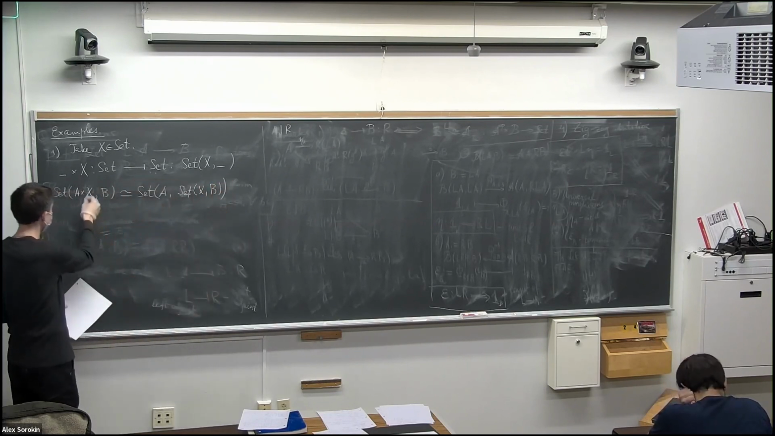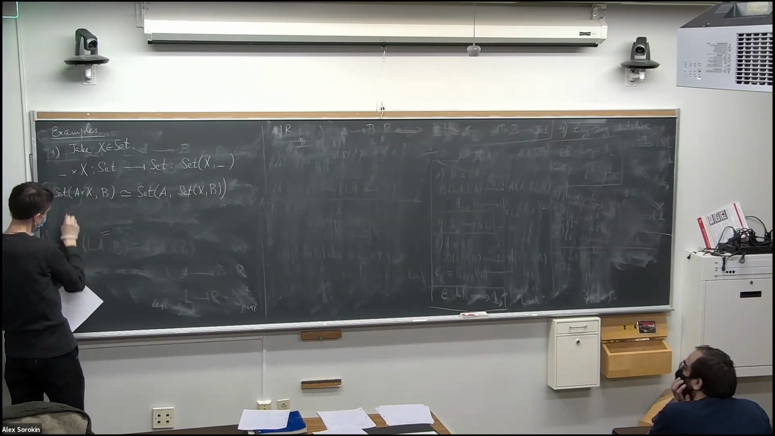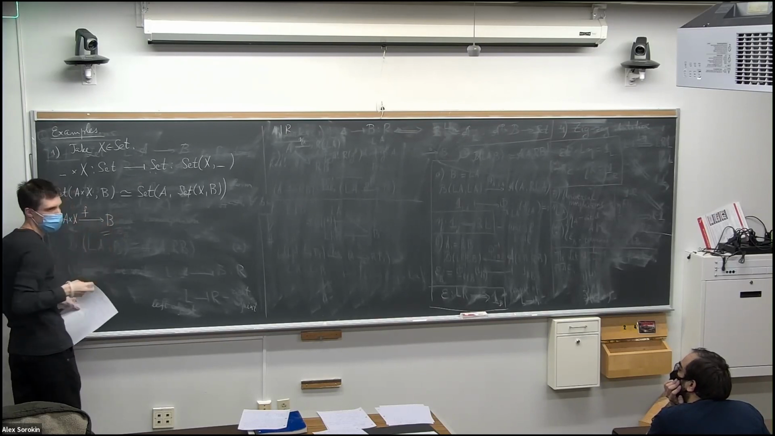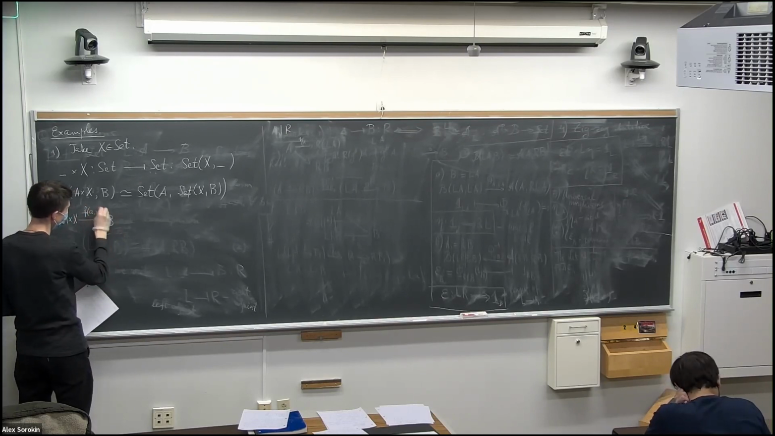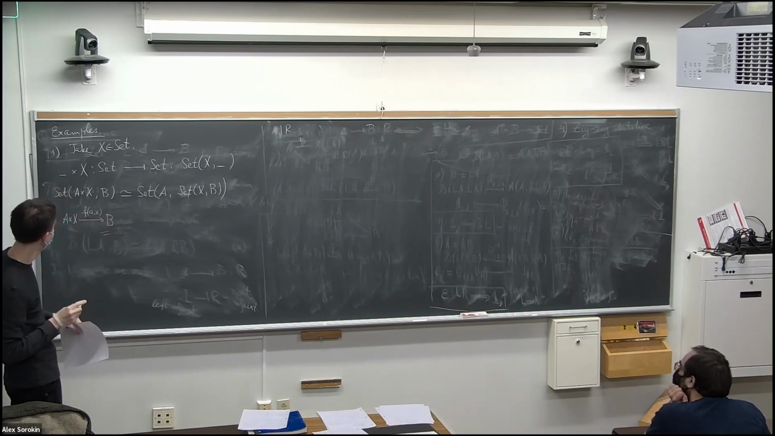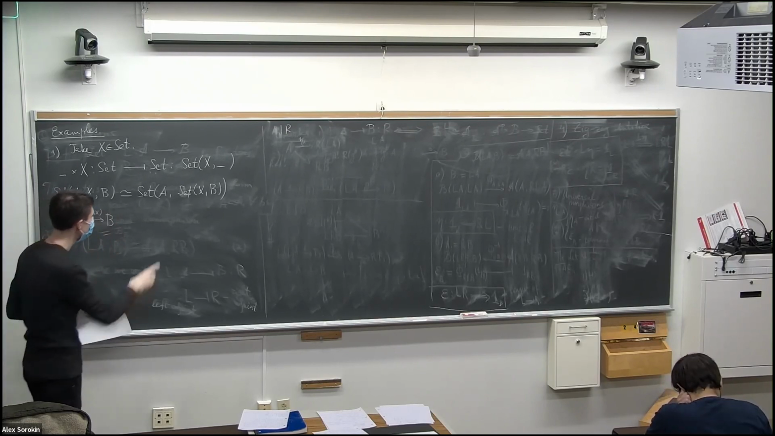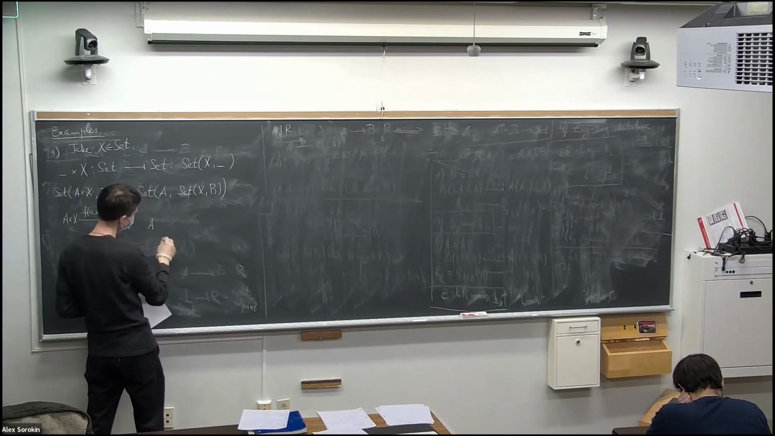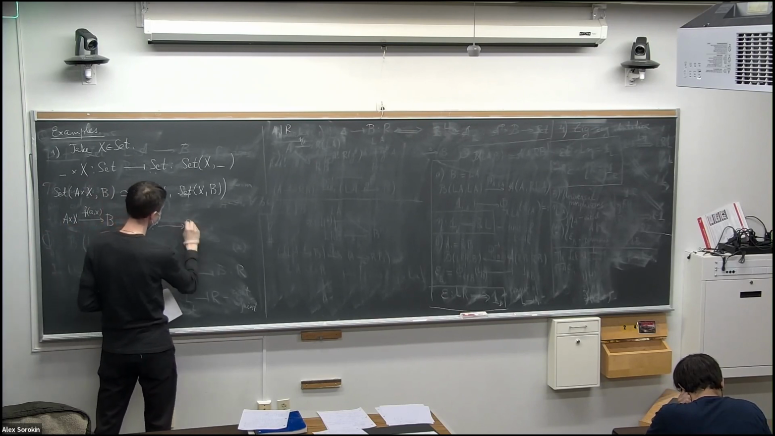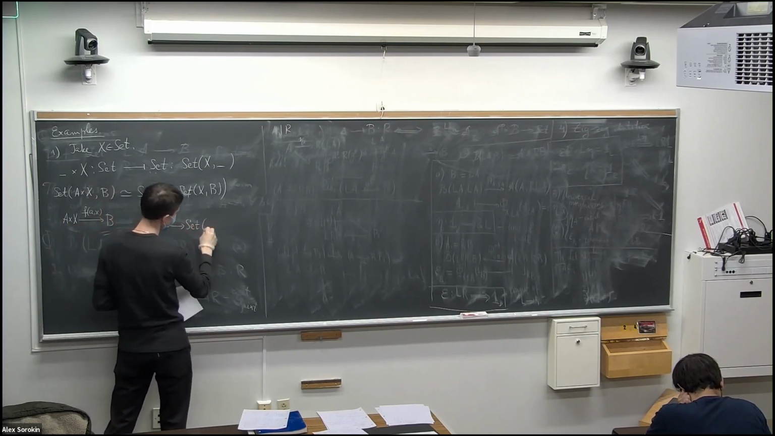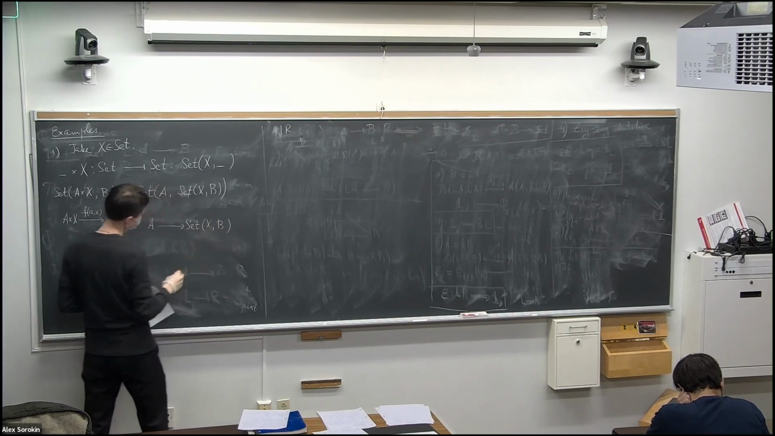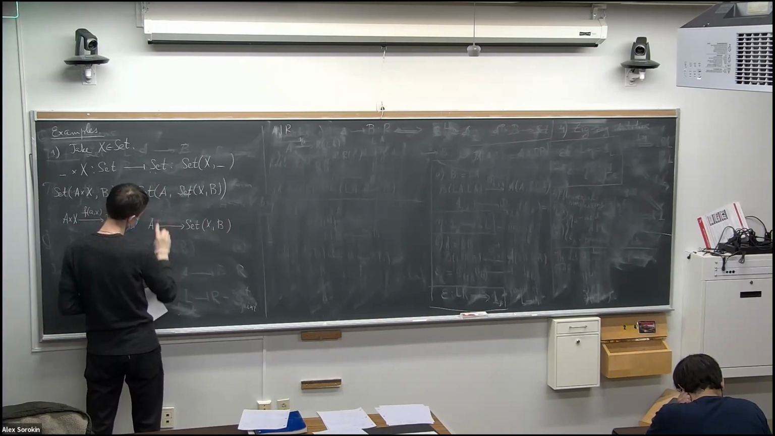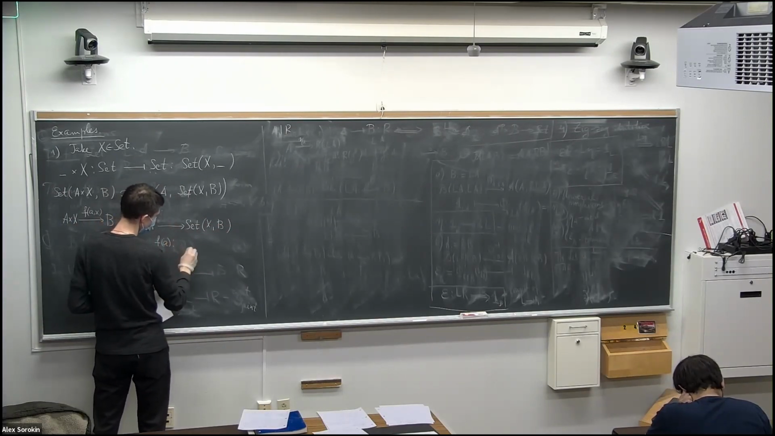So what objects are here? Functions from A cross X. It's a function. So a function of variable a comma x. And it takes values in what? What objects are here? It's a function. Okay. So f of a is getting a function from X.